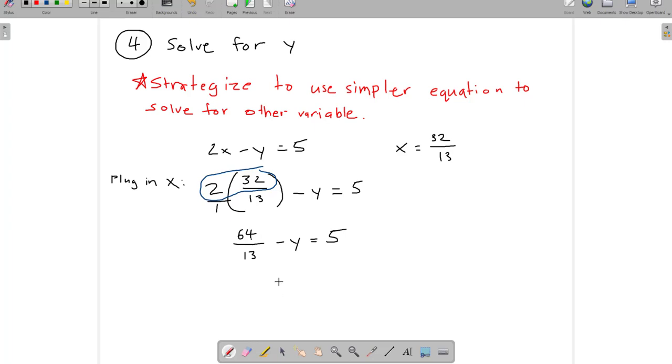So now I have to solve for y. So what I'm going to want to do is take this 64 over 13 to the other side, I guess. So subtract it from both sides. Cancels out here. I'm left with negative y equals 5 minus 64 over 13. So in order to solve this, we need to get a common denominator. So need common denominator.